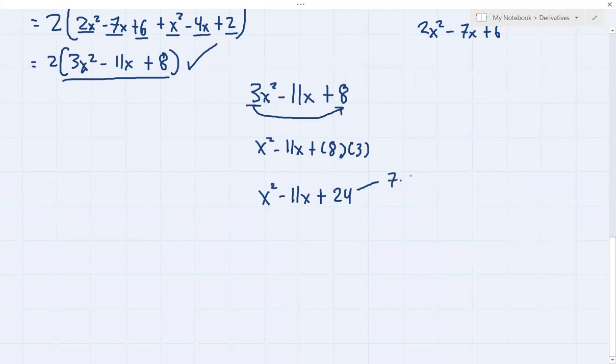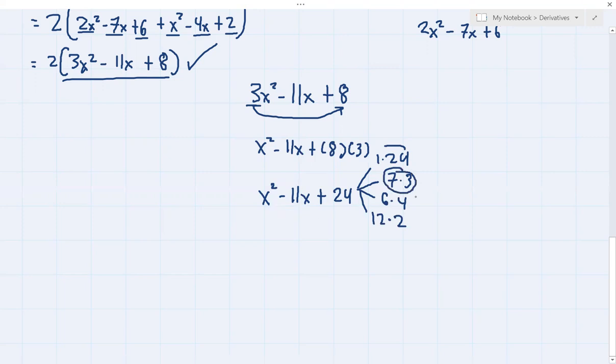Meron tayong 7 times 3, di ba? Meron tayong 6 times 4. Okay, meron tayong 12 times 2, di ba? Kasi 12 times 2 is 24. Okay? So ano pa? I think yun lang, no? 1 times 24, syempre. Pero kung i-add mo tong dalawa, 1 plus 24, anong sagot? 25. So, 25 is not equal to 11.